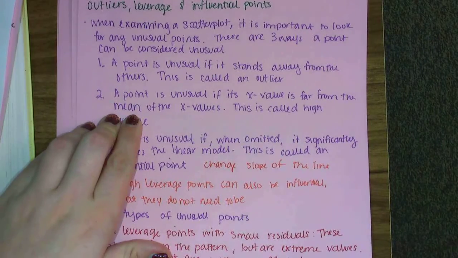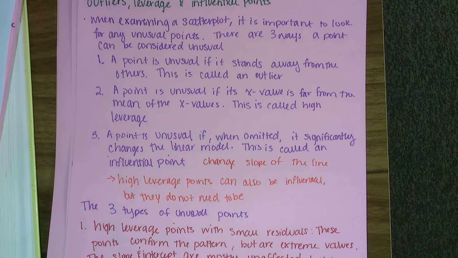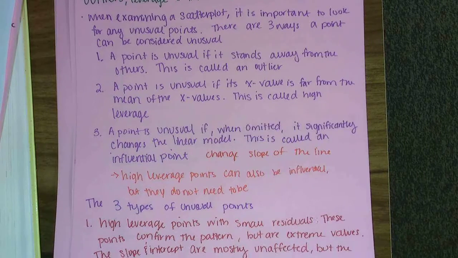Okay, so maybe we need to go back to this because in the ones we did, we only had 4 points, so I think that's what makes it a little different. They have more of a cluster of points. So point number 2 that we had was that a point is unusual if its x value is far from the mean of the x values. This is called high leverage. So basically in A, our mean is way over to the right, and that point is way to the left. That would mean it's high leverage. Based on that, try to go more off what we stated rather than the pictures, because our pictures are a little different since they only had 4 points.